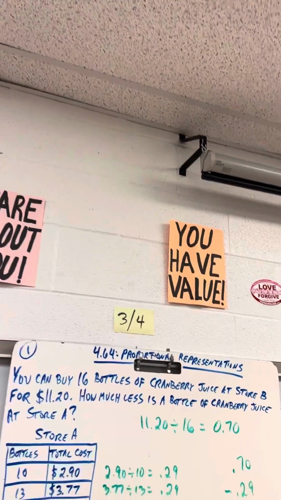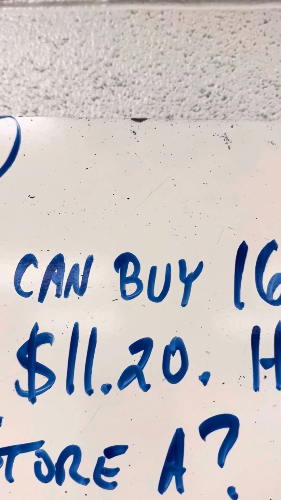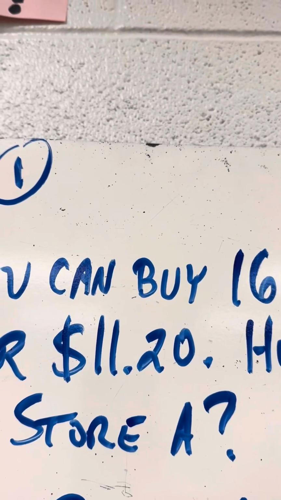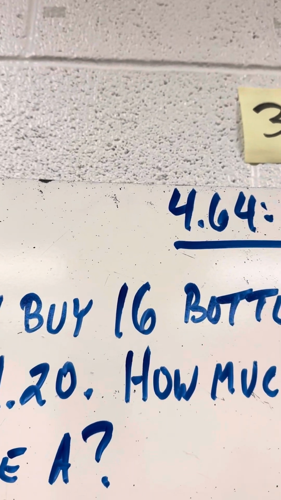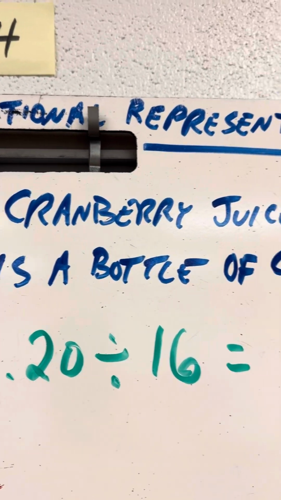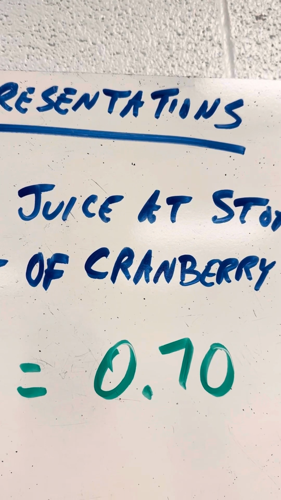All right, so what we're gonna do, in all of these problems, we're gonna take the price and divide by the number of bottles, or take the amount divided by the number, all right? So 11.20 divided by 16 gives you 70 cents per bottle, okay?